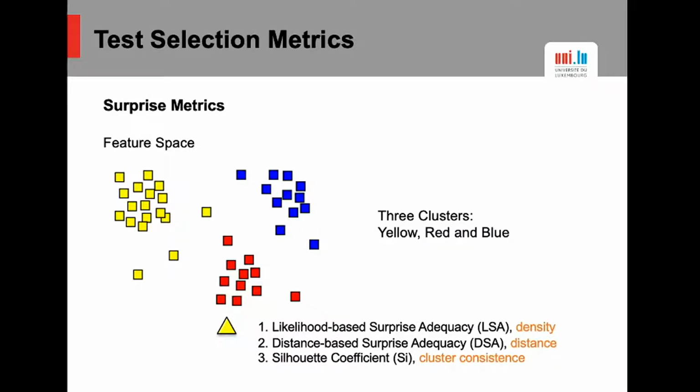The surprise metric is to measure if the data are far away from the cluster. For example, we have 3 clusters: yellow, red, and blue. The triangle data point belongs to the yellow cluster but is quite close to the red cluster. We consider 3 methods: likelihood-based surprise adequacy, which measures density. The second one is distance-based surprise adequacy, which measures the distance. The last one is the silhouette coefficient, which measures the cluster consistency. We expect the surprise metric can select the triangle data point.